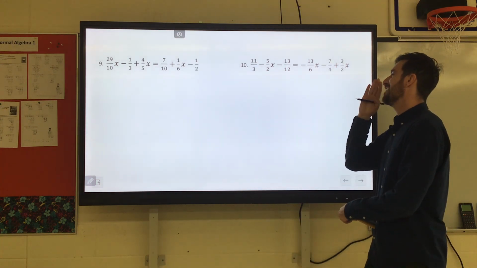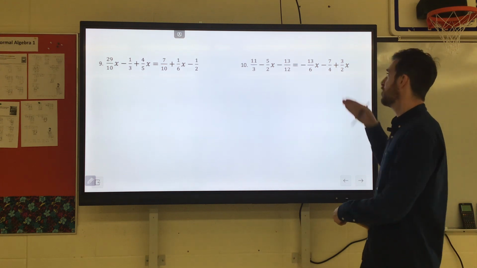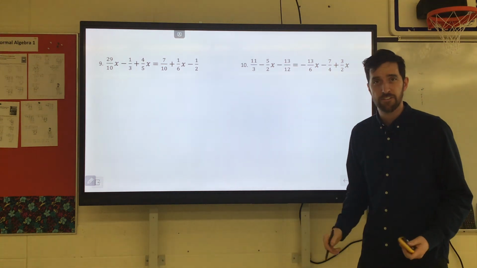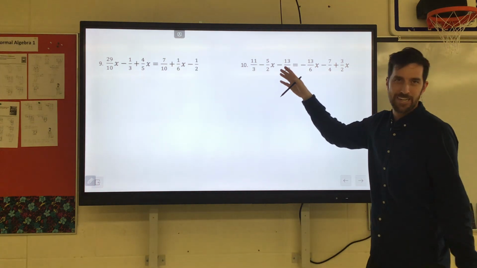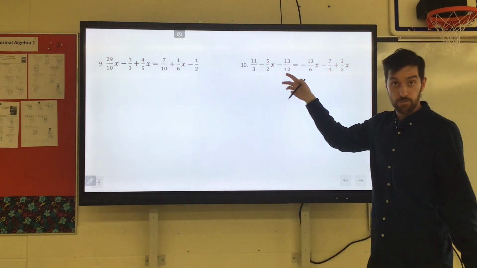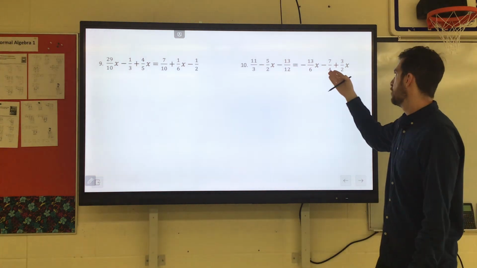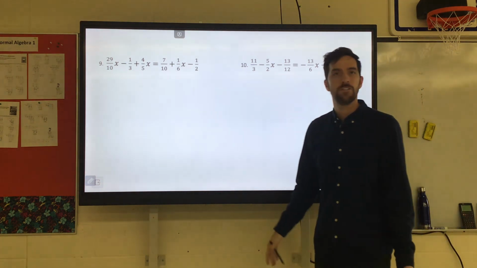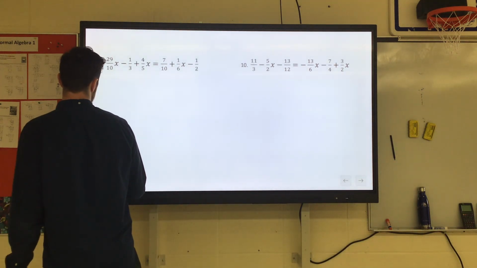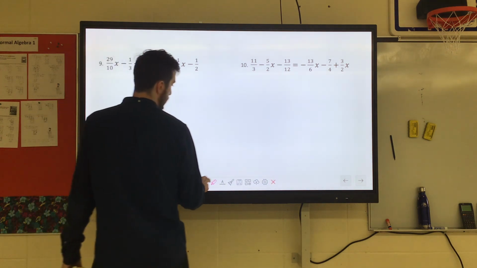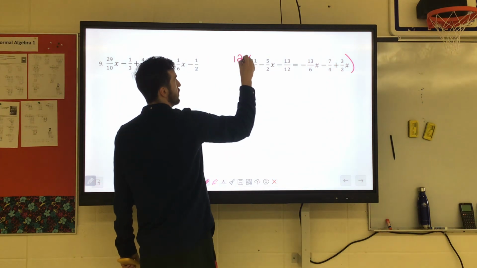This is number 10. Look at those denominators. 3, 2, 12, 6, 4, 2. Multiply them all together if you'd like. We're not going to do that. Look, 3 goes into 12, so we can kind of ignore the 3. 2 goes into 12, we can ignore the 2. 6 goes into 12. 4 goes... Guys, they all go into 12. We could just use 12. All right. Here we go. Do the whole equation times 12.